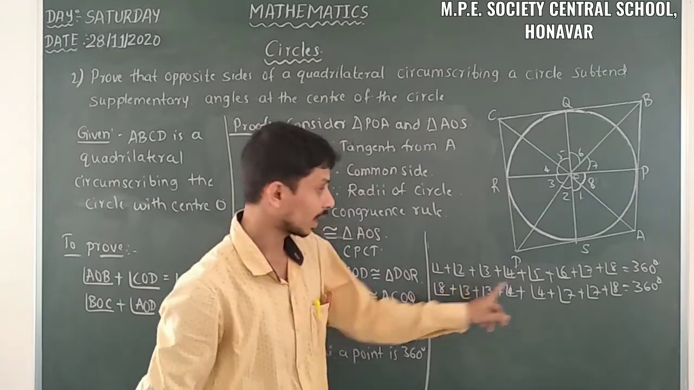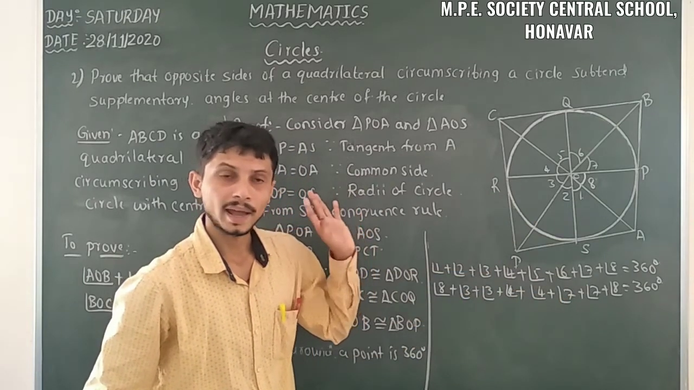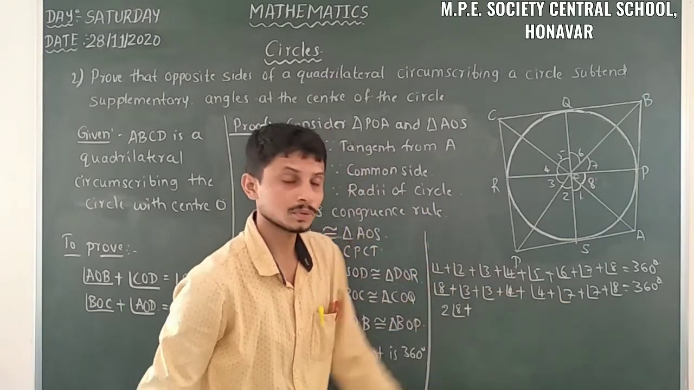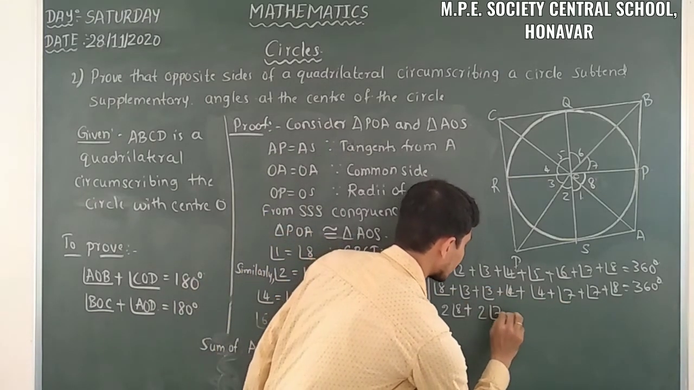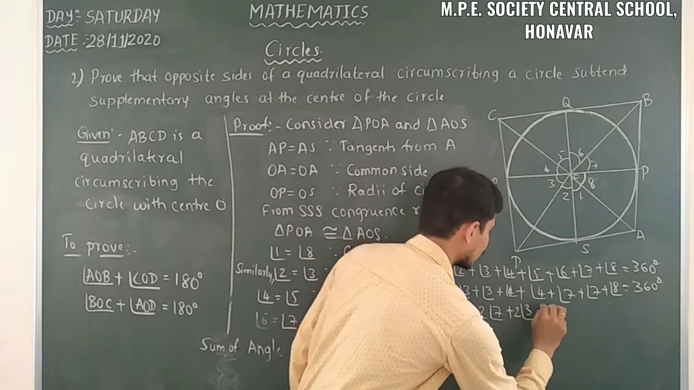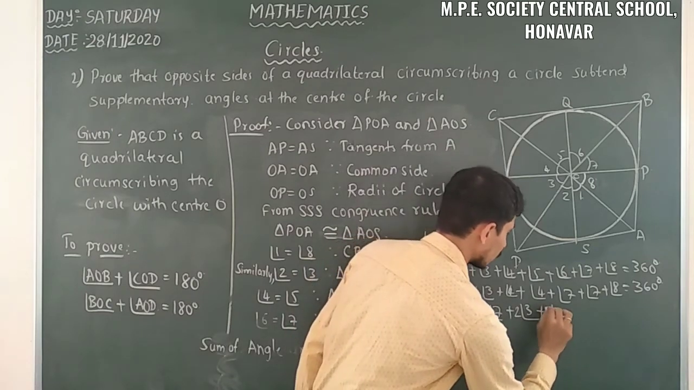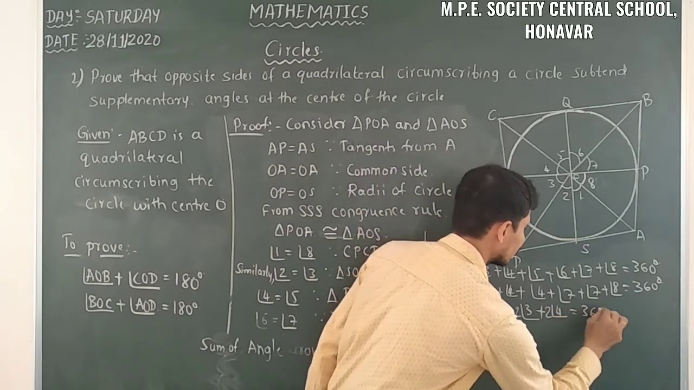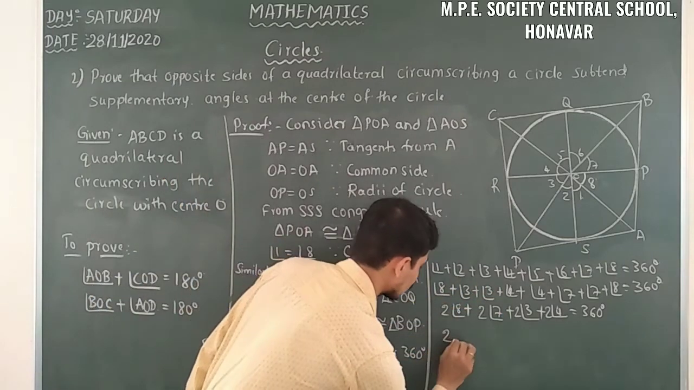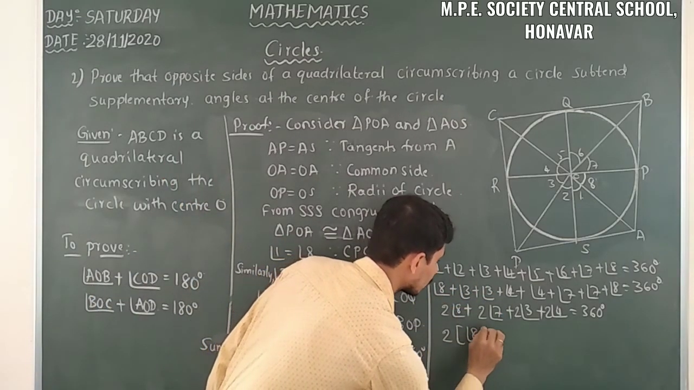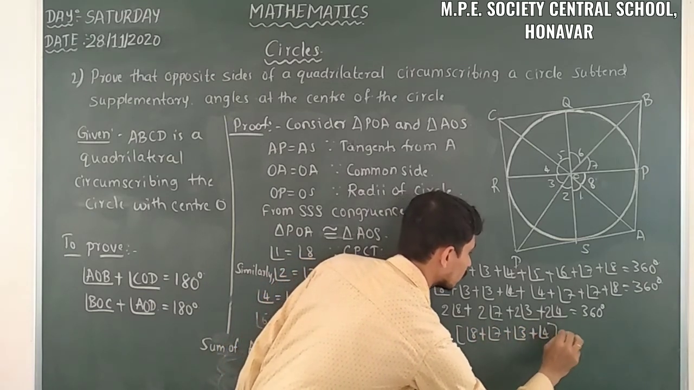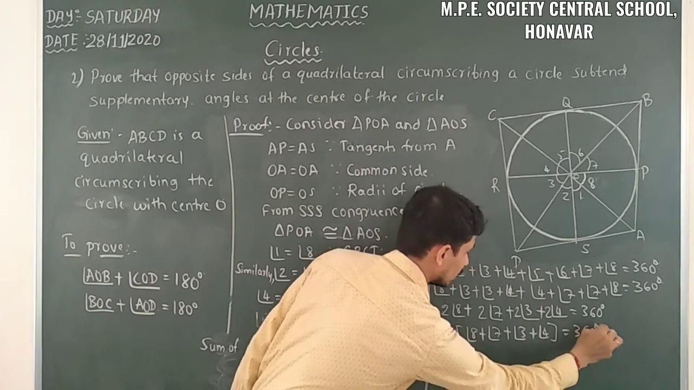Here 2 times we have angle 8, and 2 times angle 7, plus 2 times angle 3, plus 2 times angle 4 is equal to 360 degrees. So here we can take out 2 from everything. This is 2 into angle 8 plus angle 7 plus angle 3 plus angle 4 is equal to 360 degrees.